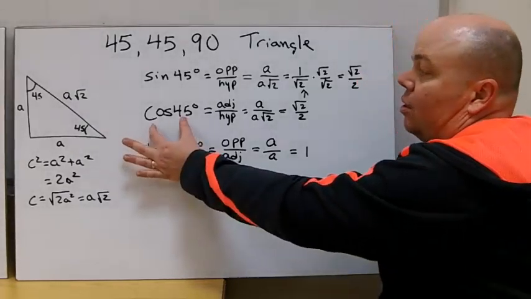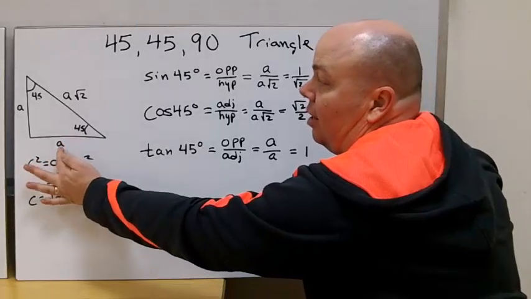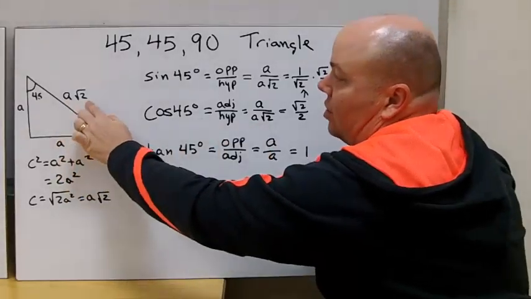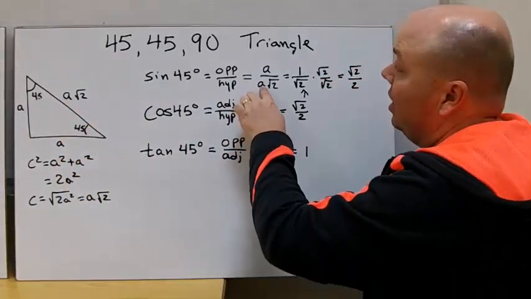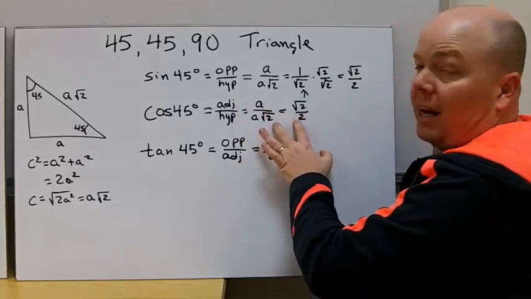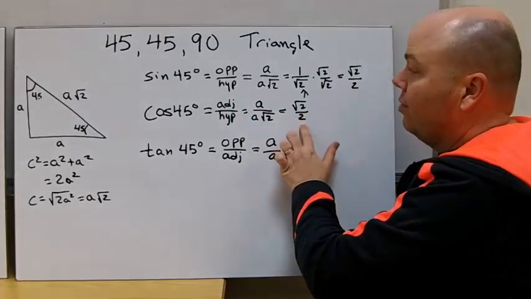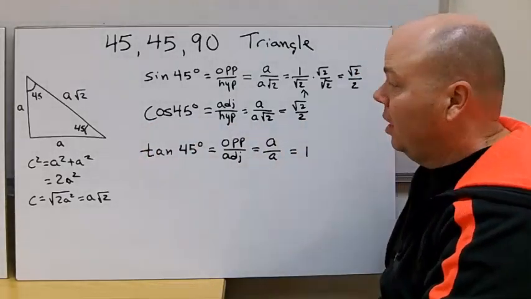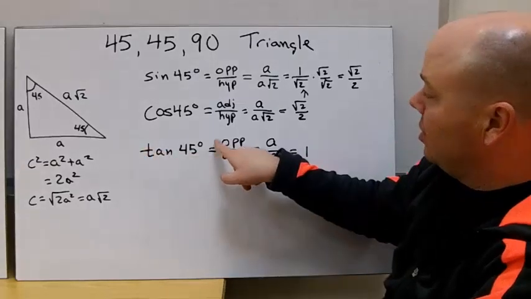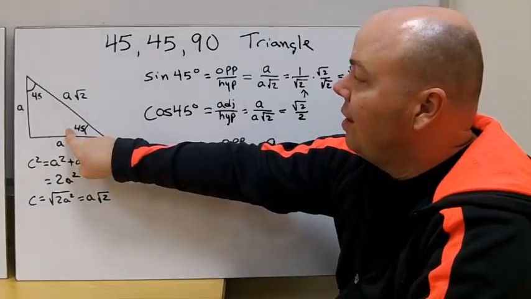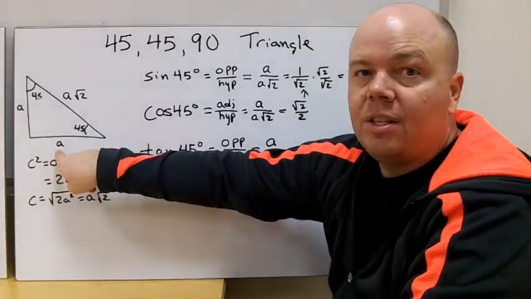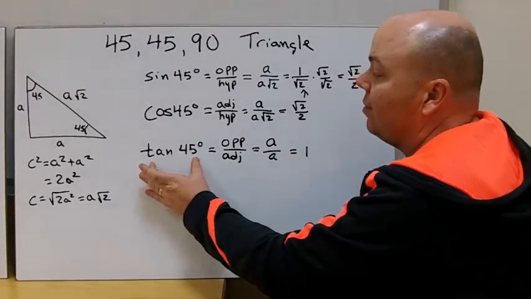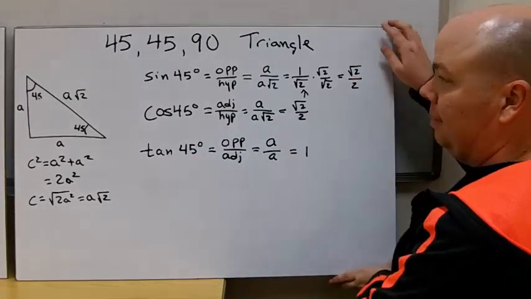Cosine of 45 degrees is the adjacent side over the hypotenuse. So the adjacent side is A, the hypotenuse is A times the square root of 2, just like the sine. So that simplifies exactly the same way to square root of 2 over 2. So the cosine of 45 degrees is the square root of 2 over 2. The tangent of 45 degrees is equal to the opposite side over the adjacent, A over A, which equals 1. So the tangent of 45 degrees is exactly equal to 1.